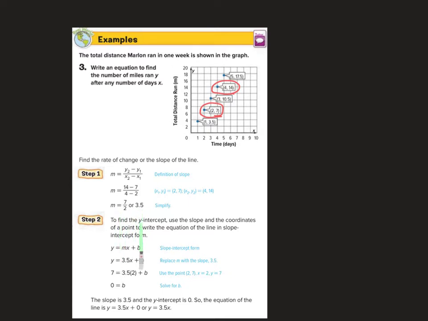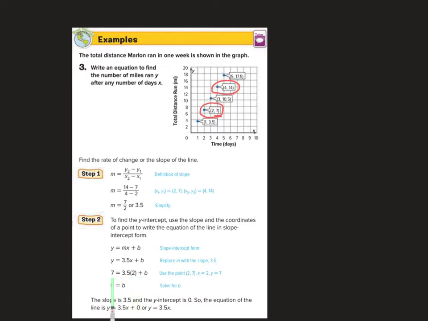Now to find the y-intercept, we're going to use the slope and the coordinates of a point to write the equation of the line in slope-intercept form. So we've got our equation y equals mx plus b. We're going to plug in 3.5, which is our slope for m. So now we have y equals 3.5x plus b. And now we can take any 2 coordinates. So we're going to use 2 and 7 and plug in 2 for x and 7 for y, and then we solve for b.